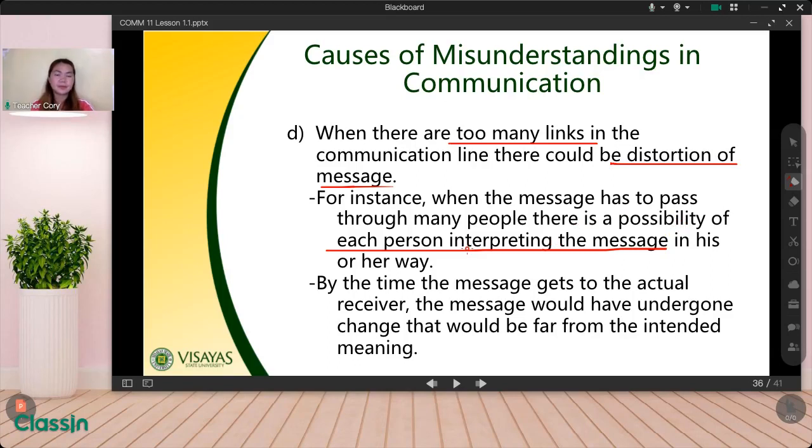That's one example of changing the meaning or changing the words. So one of my marites is really prone to misinformation because they tend to interpret the message their way. So when they relay that to another person, it will be different already. So by the time the message gets to the actual receiver, the message would have undergone change that would be far from the intended meaning already.